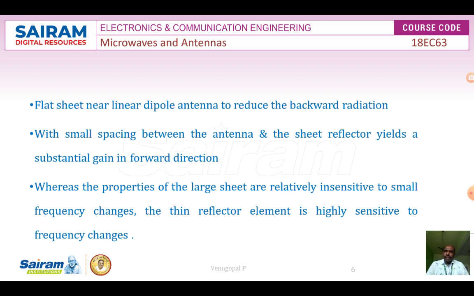So look here, a flat sheet near a linear dipole antenna is to reduce the backward radiation. With small spacing between the antenna and the sheet reflector, it yields substantial gain in the forward direction.